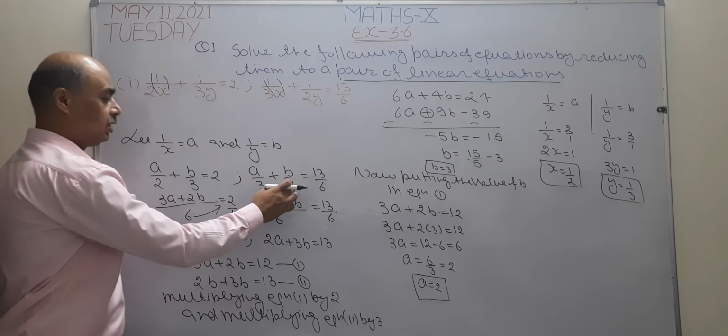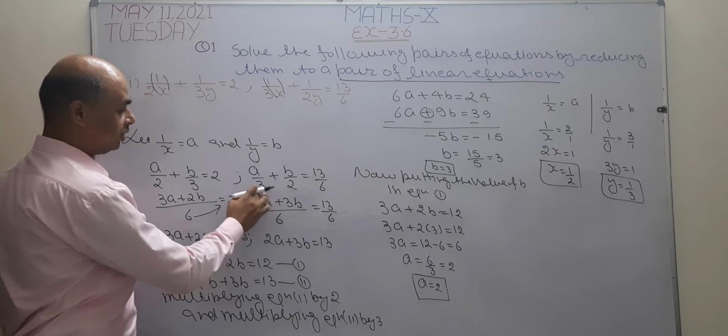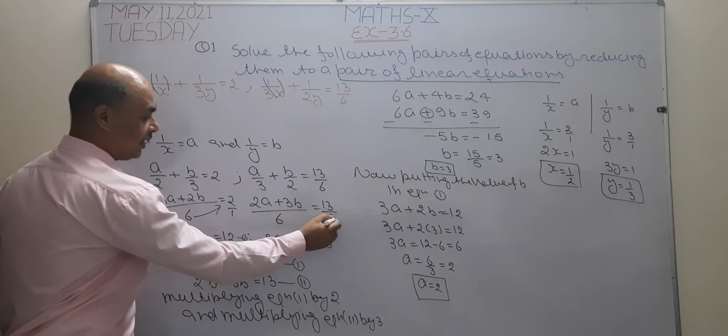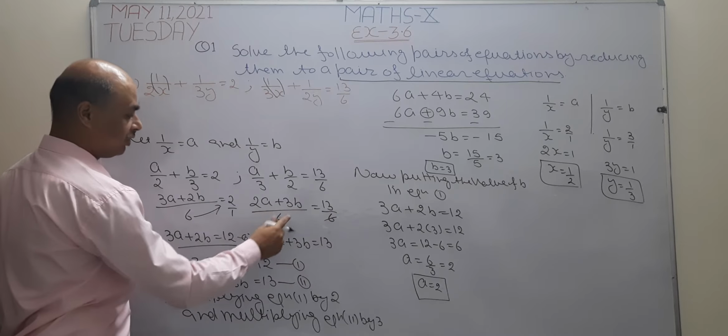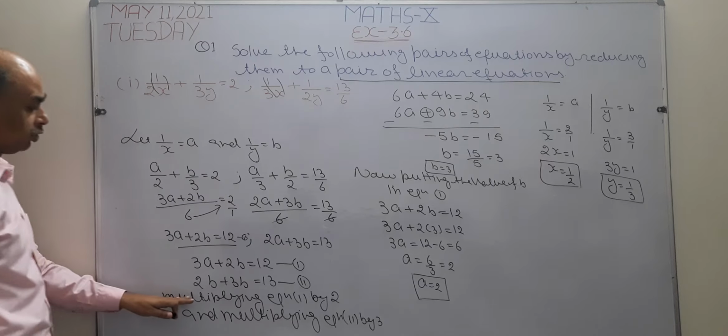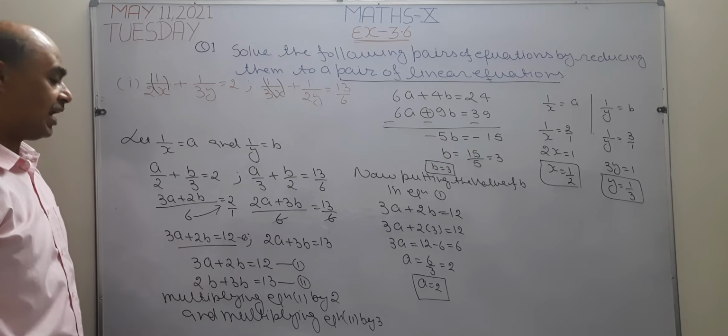Now I want to solve this. What is the LCM of 3 and 2? 6. 3 2s are 6, so this becomes 2a. 2 3s are 6, so this becomes 3b. After that, this LCM is cancelled with the LCM, so the equation becomes 2a plus 3b equal to 13. This is the second equation. Now I want to solve this pair by using the elimination method.